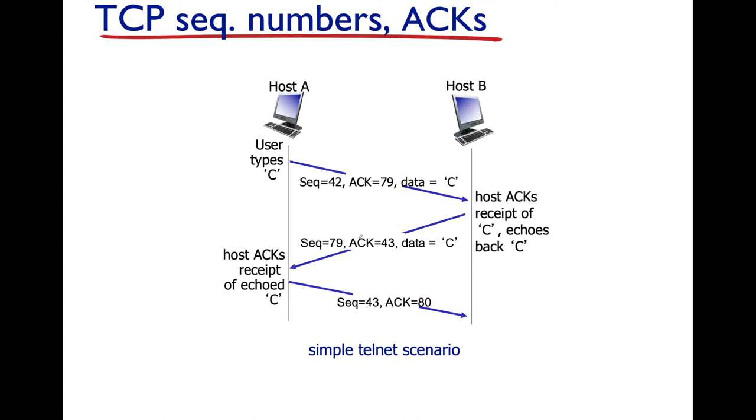So ACK 43 says, well, I'm expecting to see sequence number 43 next. You just gave me 42. I'm expecting to see 43 next. And so then it gets sequence number 79, and then the ACK for host A going back to host B is going to be 80, because you have one character, and it begins at sequence number 79. The next one after that is sequence number 80, so it ACKs 80, and it sends sequence number 43. So that's a simple example of TCP sequence numbers, and the key takeaway here is that each time you receive something, you ACK the next sequence number, which is one byte greater, because we're only sending one byte at a time, which is just an ASCII character in this example.